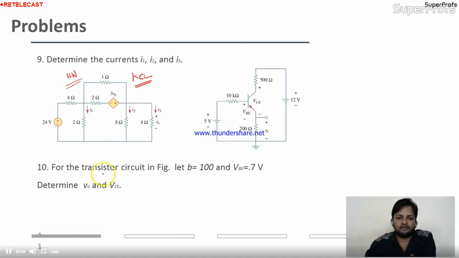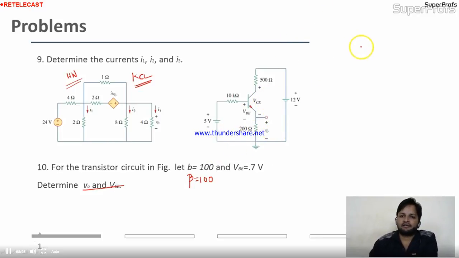Now come to the next one, for the transistor circuit. I have chosen one question from transistors also. Simply we are going to apply KVL here also, but see some parameters. Beta, this is the beta for the transistor, and that is 100, given. VBE is given, the base to emitter voltage drop is 0.7 volt, and determine V0 and VCE. Here is V0, here is VCE.